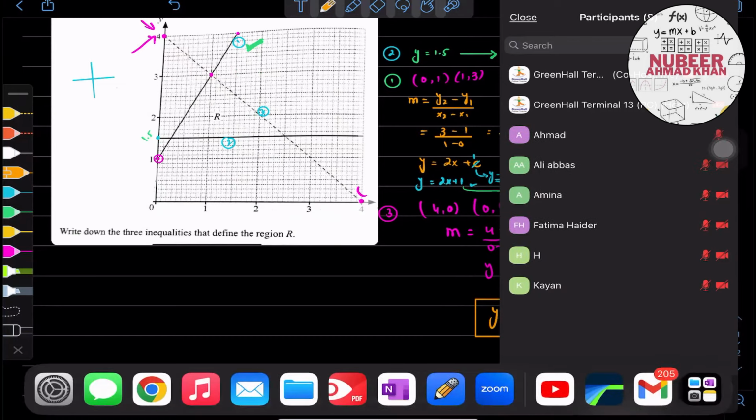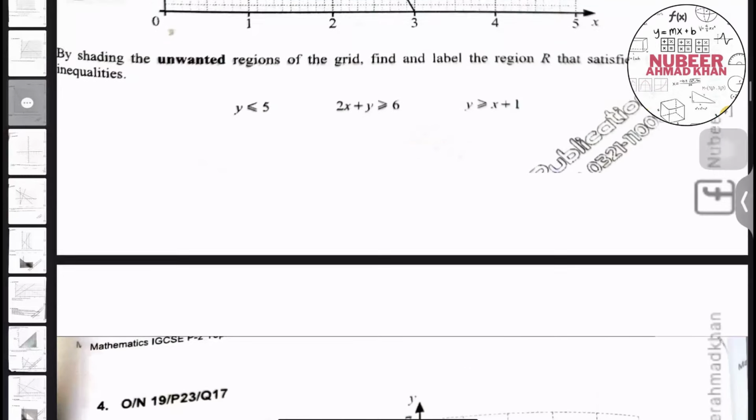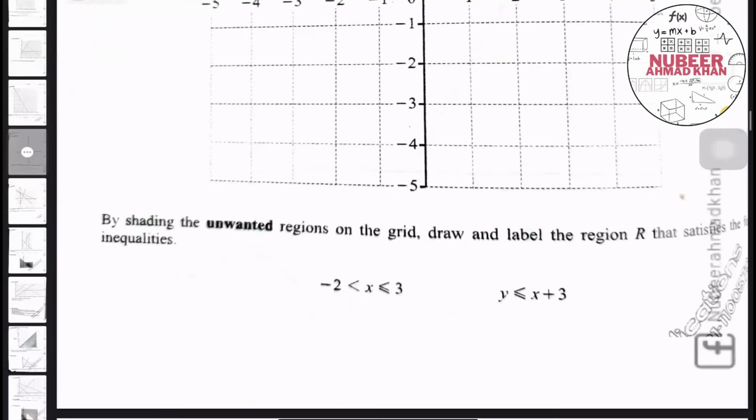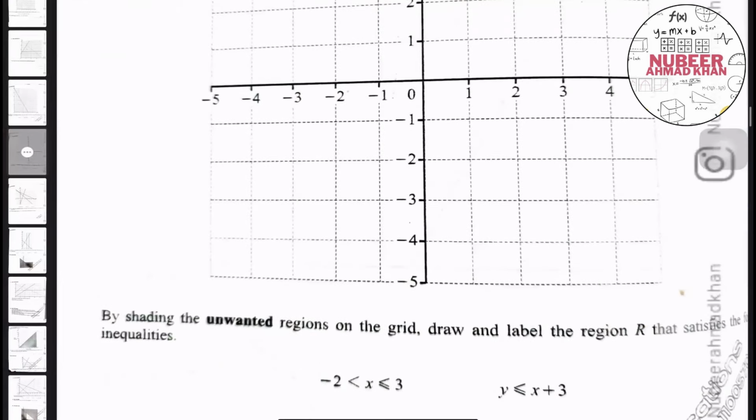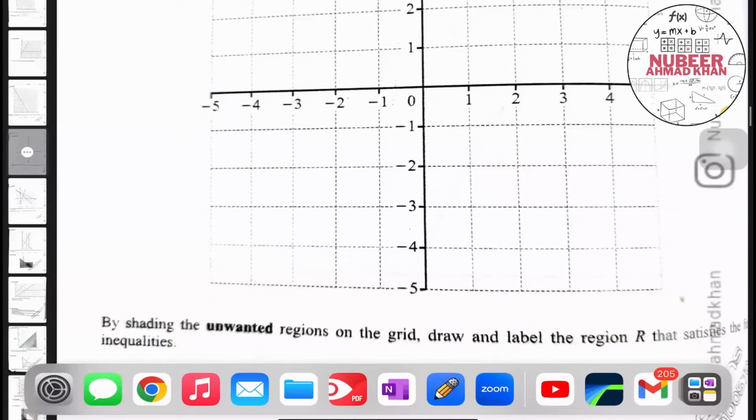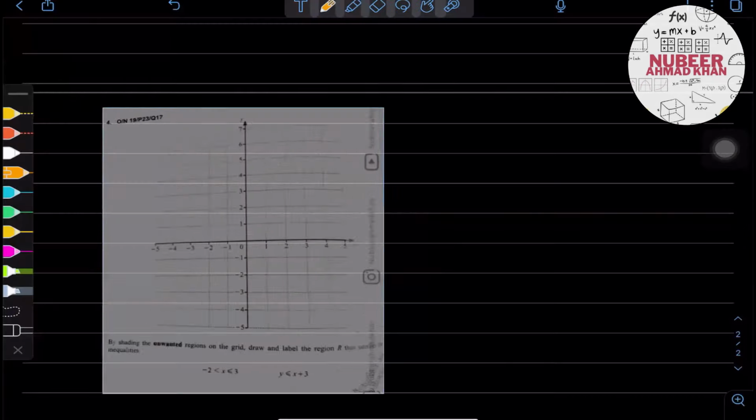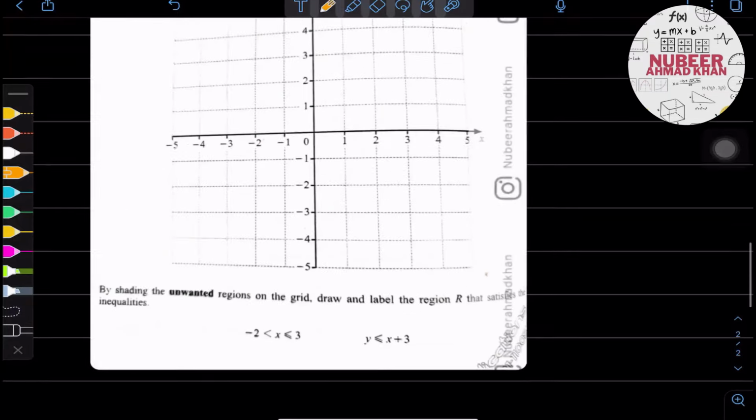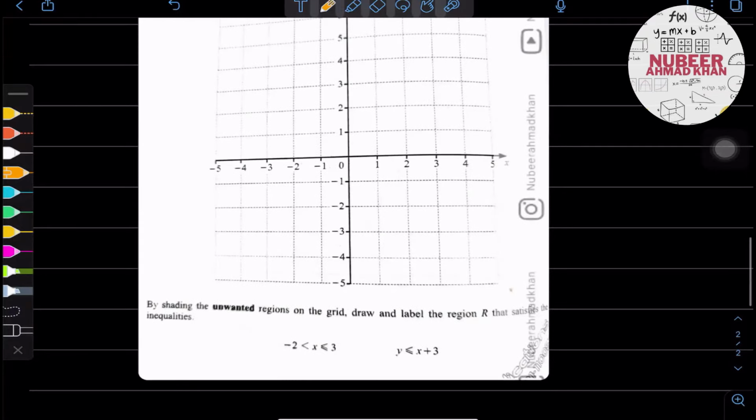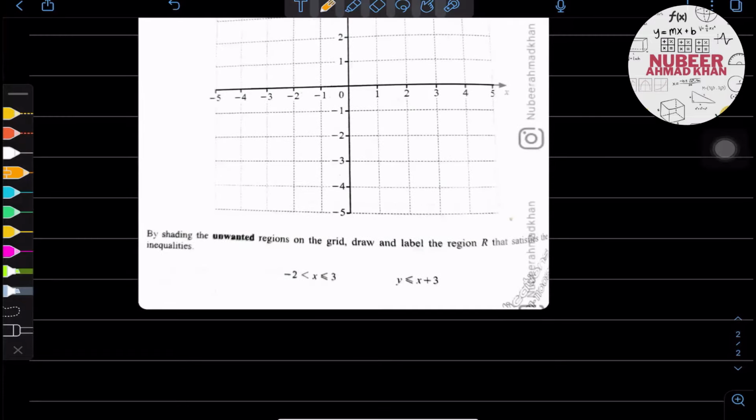ठीक है. Okay, let's look at one more example and then okay, I think this one. Okay, remember this one. Okay, बेटा, अगर आप यहाँ पे देखते हो, it says कि आपके पास, okay, in this case you have to shade the unwanted region again.